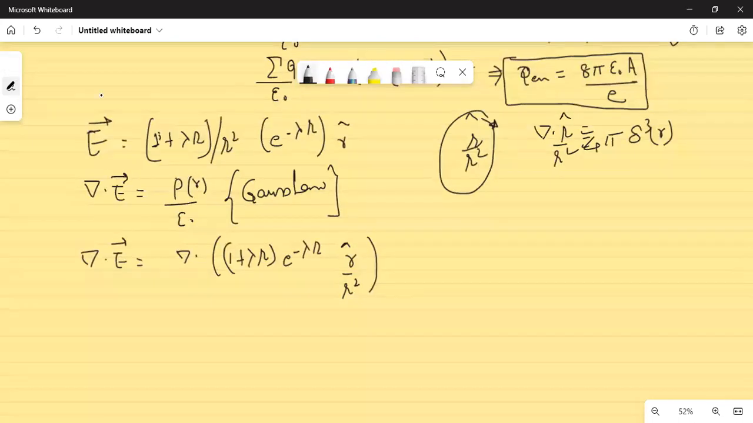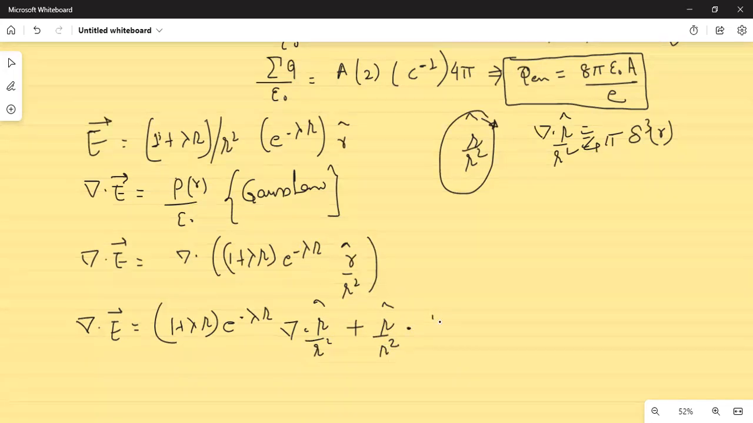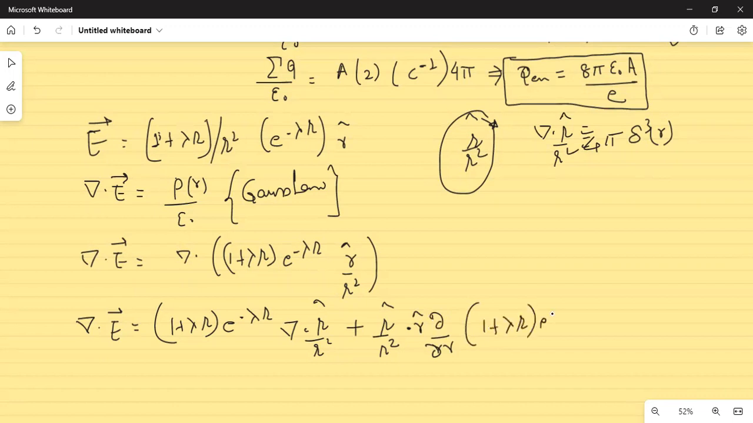So overall, I will write my del dot E vector is given by 1 plus lambda r e to the power minus lambda r, and then you have del dot r cap upon r square, and then plus r cap upon r square dotted with the gradient of this, and the gradient will be given by del by del r of 1 plus lambda r e to the power minus lambda r.